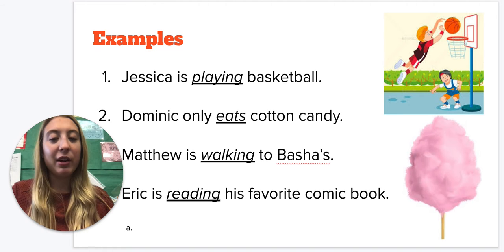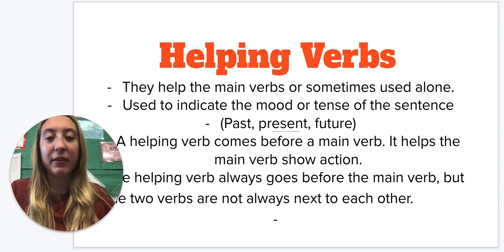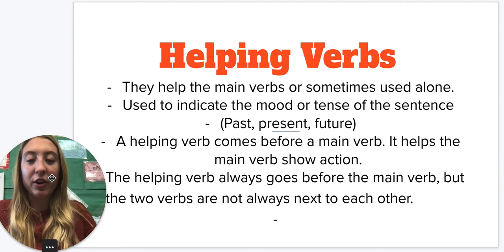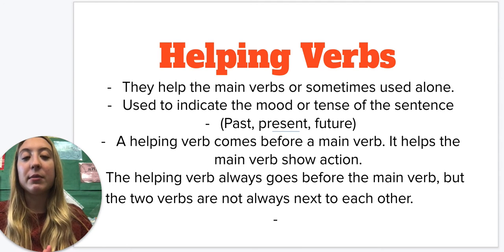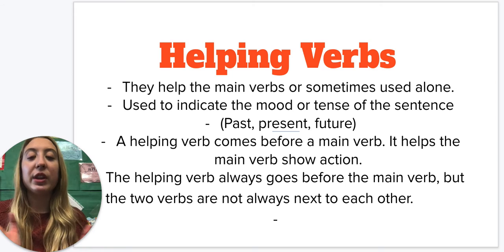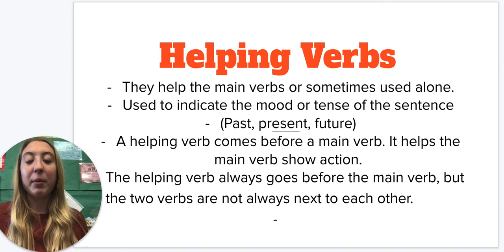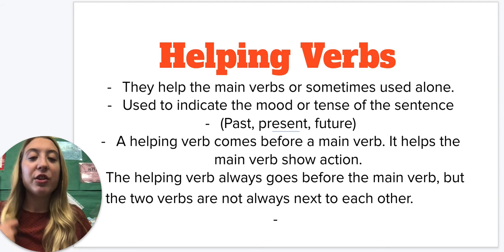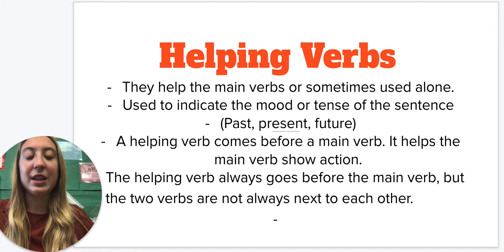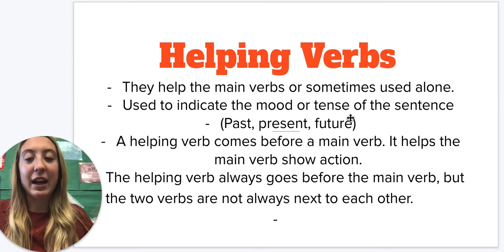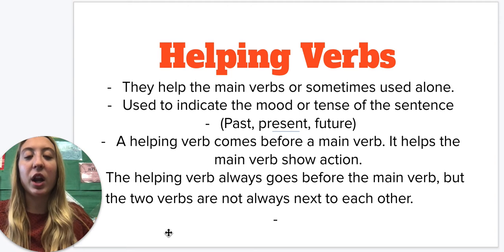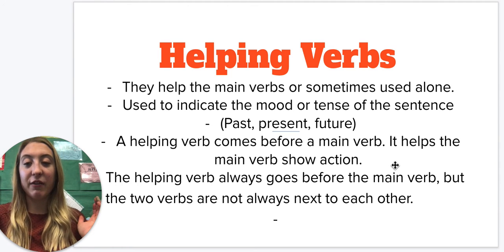So now we're going to make it a little more complicated. We're going to talk about helping verbs. Now, helping verbs, they help the main verbs or sometimes can be used alone. So these words are not the main verb, but they're just helping our main verbs. That's why they're called helping verbs. They're used to indicate the mood or tense of the sentence, past, present, future. So we will go over that next week or so, but we're not going to go over tenses just yet. We're just going to focus on the helping verbs.